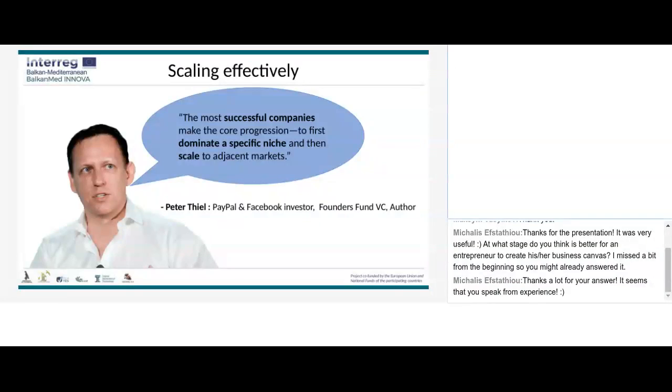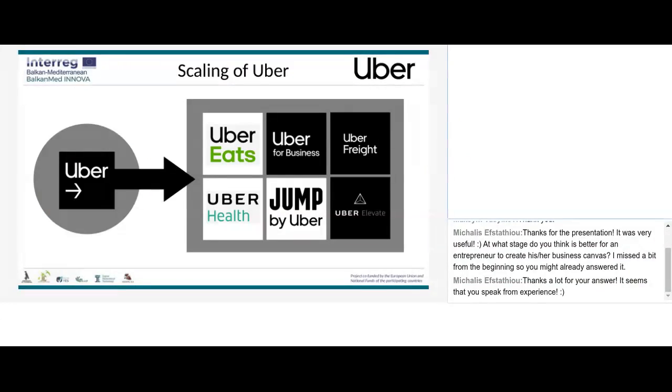Let's see why I chose Uber. It was the scaling efficiency. According to Peter Thiel in his book Zero to One, the most successful companies make the core progression to first dominate a specific niche. For those of you who don't know what niche means, it's a specific customer segment that's targeted, and then scale to adjacent markets. This is exactly what Uber has done over the years.